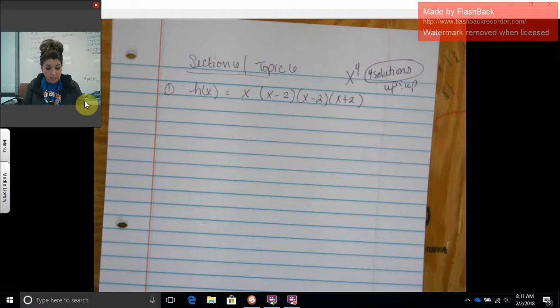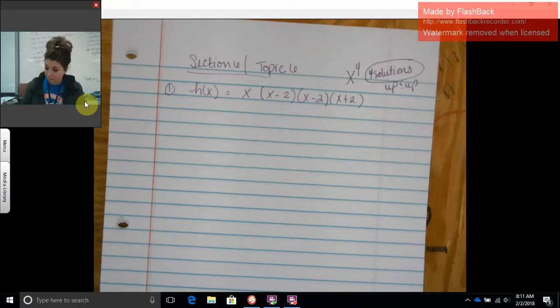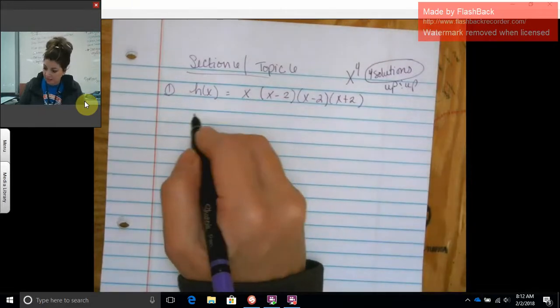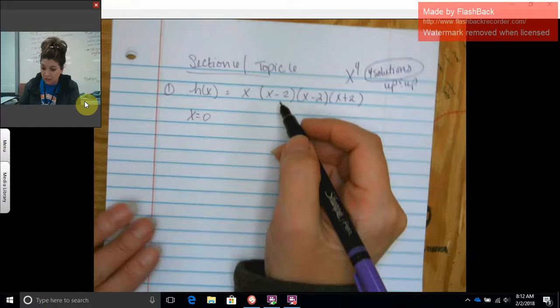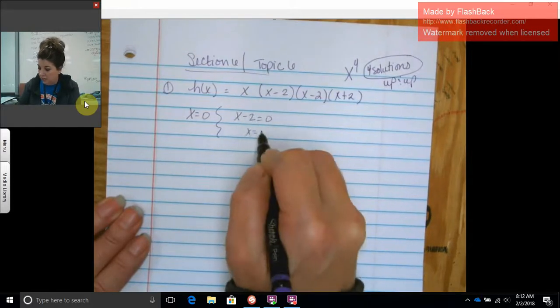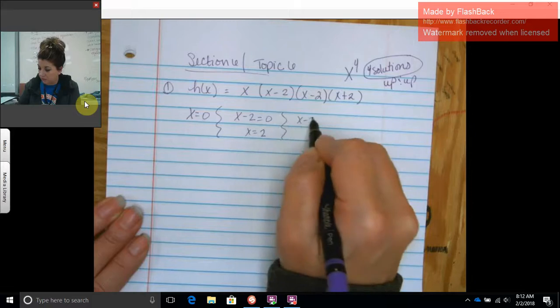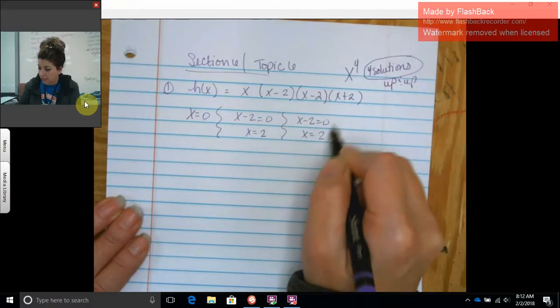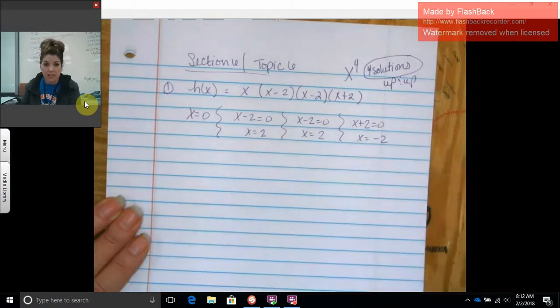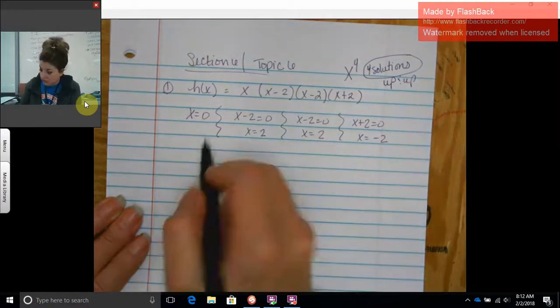Okay, it wanted to know the multiplicity. So to know the multiplicity, that means I have to know the solutions. And if it's factored, what do I do to find the solutions? Set every factor equal to 0, even the x. Yeah. It's a variable. It's going to give me a solution. So I have a solution of 0. I have a solution of positive 2. I have a solution of positive 2. And I have a solution of negative 2.